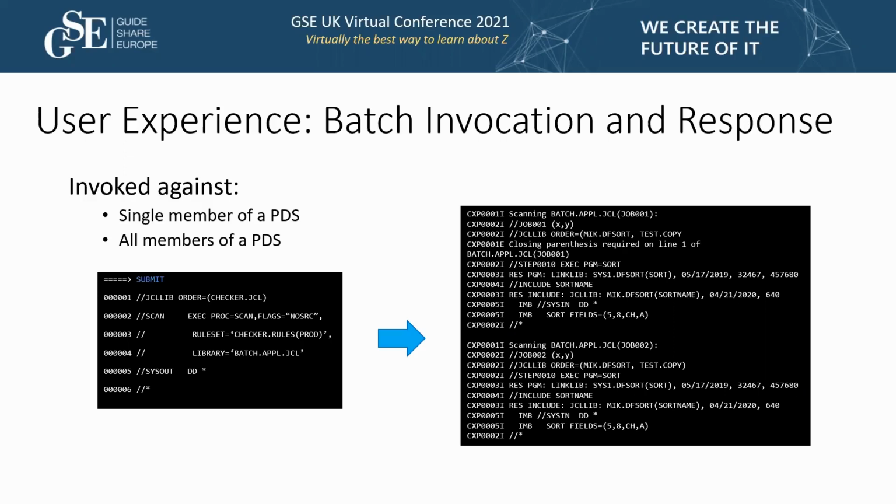It will try and determine if it's a proc or if it's a job stream or if it's a fragment, and then check it accordingly. And all the output will be produced in the spool as you would expect. So you can see an example of that on the right there.